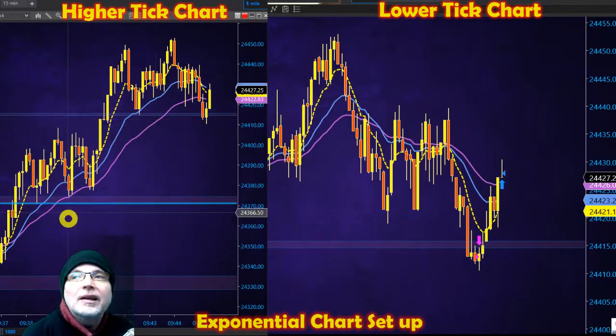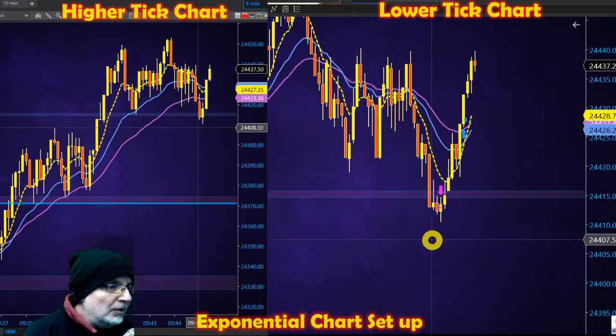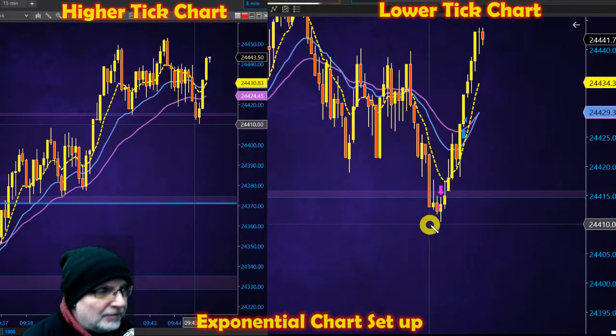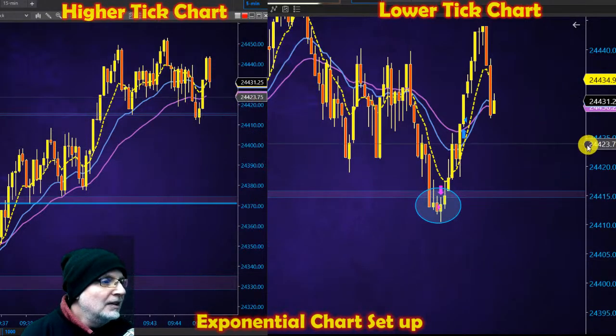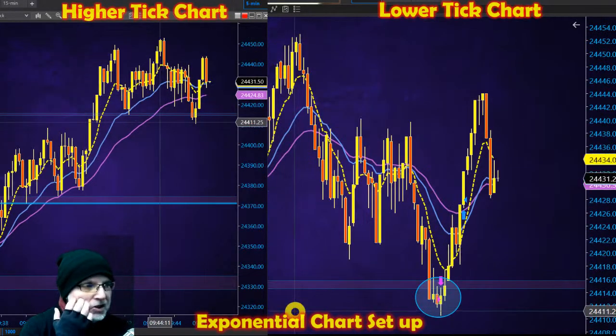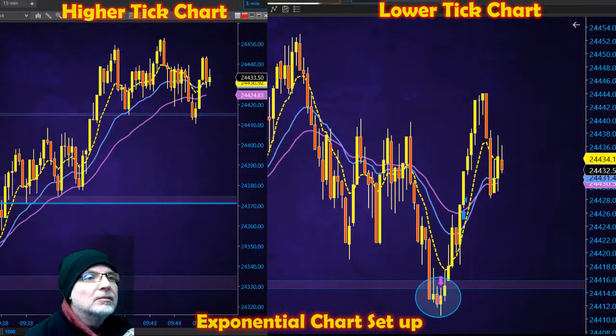Stop filled. Man, I'm getting chewed up today. I like the breakdown, but you know what I didn't wait for? I didn't wait for like a green bar ignored. I just jumped on it.